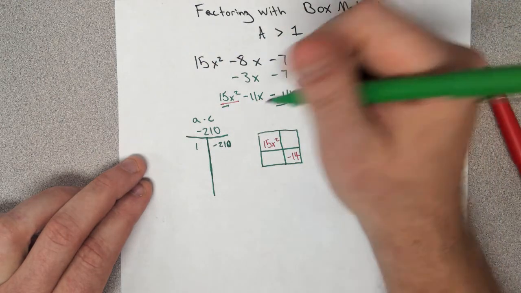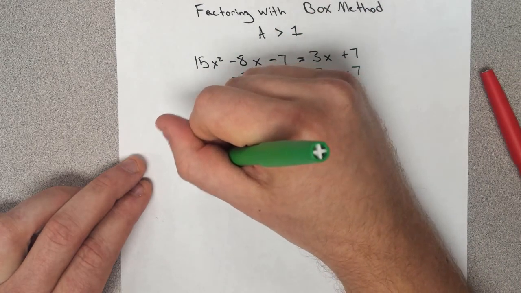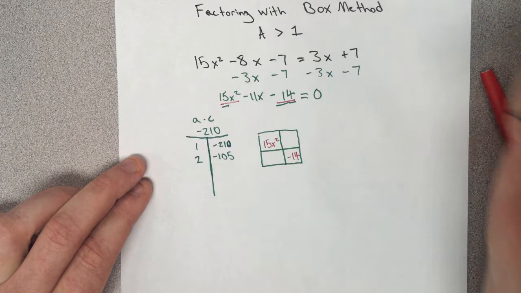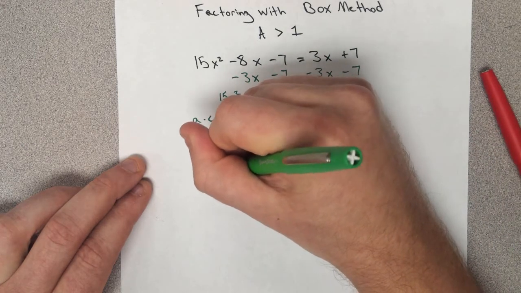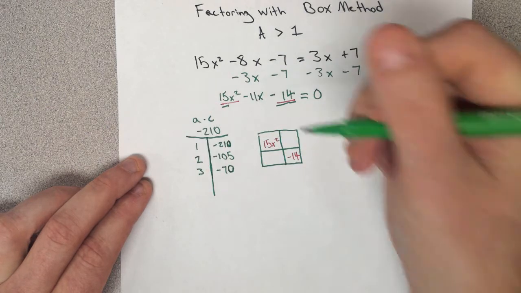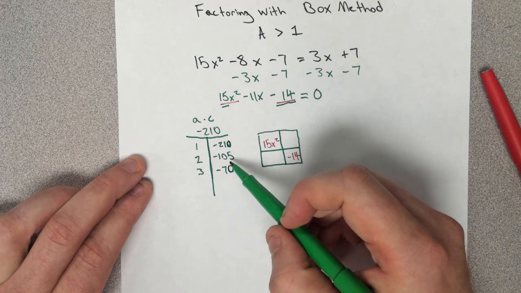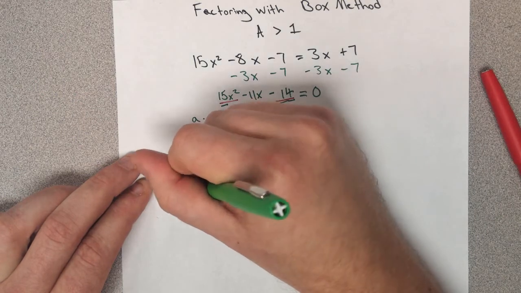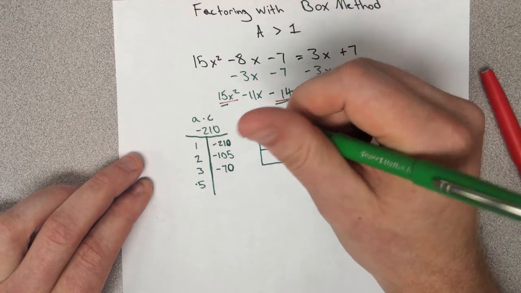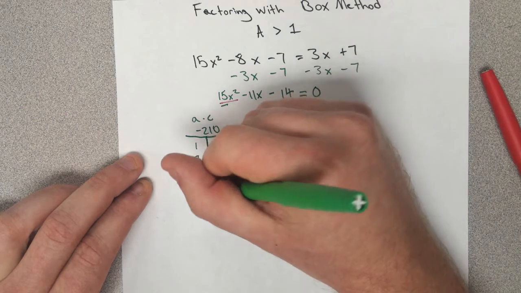So I think, is 2 a factor? It is, because the number's even. And so that would be 2 and negative 105. How about 3? 3 is a factor also. 3 and negative 70. 4 is not a factor because I didn't get an even number when I divided by 2. 5 is going to be a factor. That's going to be 5 and 42.